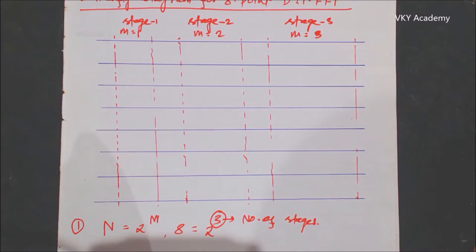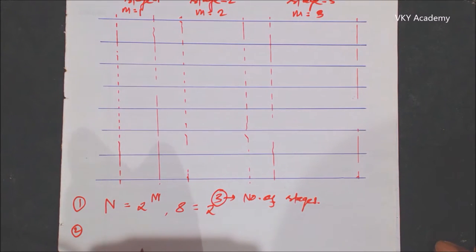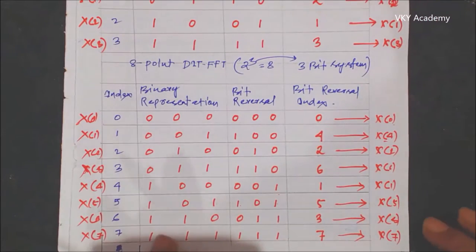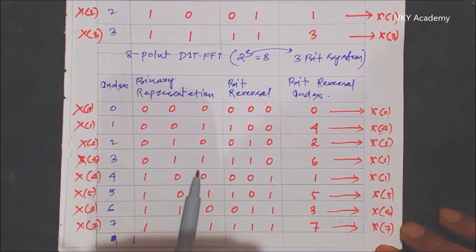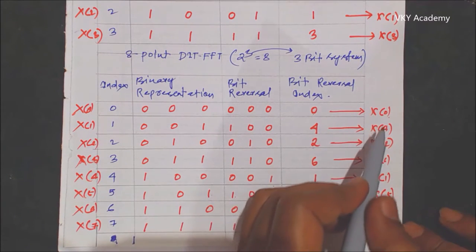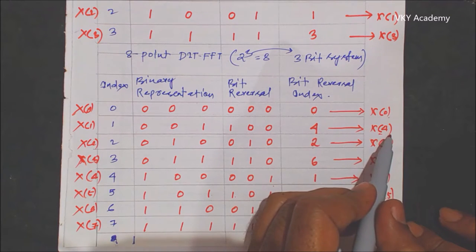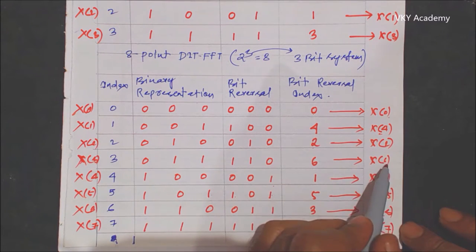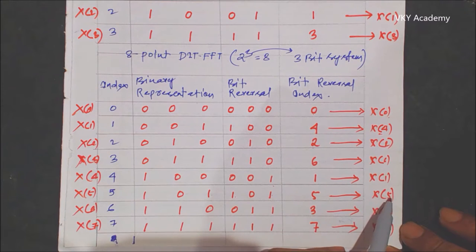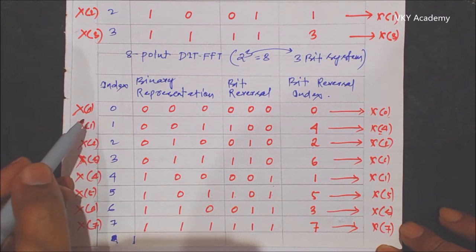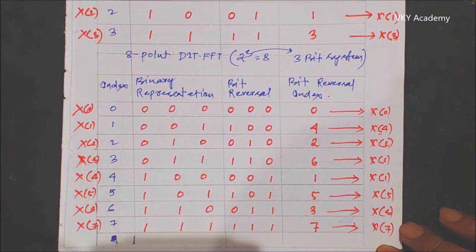Now, coming to point number 2: the input sequence is shuffled through bit reversal for a DIT-FFT algorithm, and the output is always in natural order. We discussed in the previous class what bit reversal is for an 8-point DIT-FFT. After bit reversal, my input will be small x of 0, small x of 4, small x of 2, small x of 6, small x of 1, small x of 5, small x of 3 and small x of 7. And the output will be in natural order from capital X of 0 to capital X of 7.